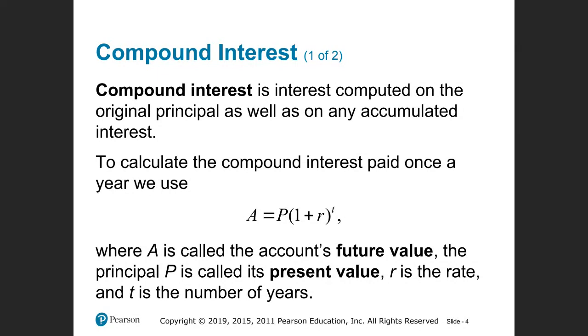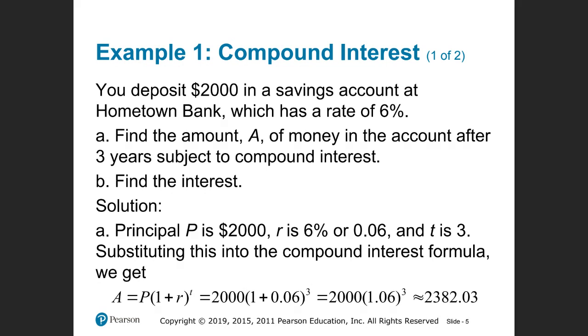To calculate the compound interest paid once a year, we're going to use a formula that's similar to what we had, but it's a little more complicated. It's A is equal to P times the quantity 1 plus R raised to the T power, where A is the account's future value, P, the principal, is its present value, R is a rate, and T is a time in years, or number of years. So the variables mean the same, the formula is just a little different. We're going to look at some examples.